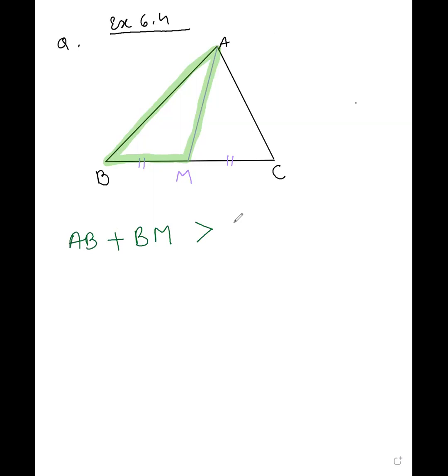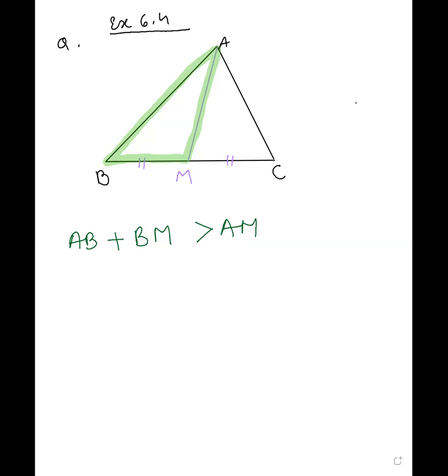Hiba, which triangle are we talking about? We are talking about triangle ABM, the green triangle. Just focus on the green triangle and nothing else. So AB plus BM is going to be greater than AM.